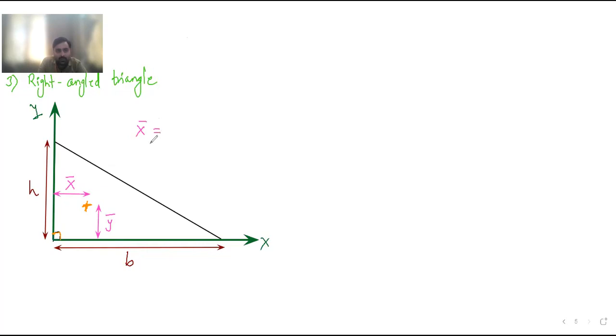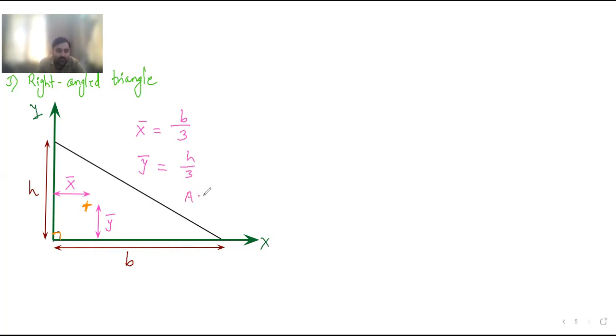So x bar is equal to, I will write the formula here. From the right angle, the centroid is situated at a distance of, if this is B, then 1/3 of B. So x bar is equal to B by 3. And y bar is equal to, again the right angle triangle is here, so we are measuring from the right angle. If this total is h, then the distance will be h by 3. So b by 3 and h by 3 are the centroids of this triangle.